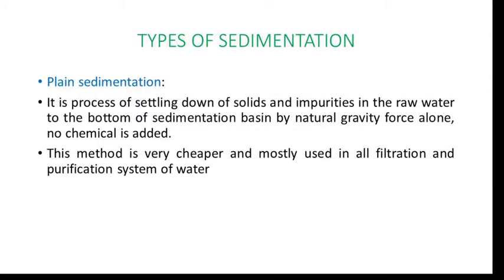Next, the types of sedimentation. Basically, there are two types. The first one is plain sedimentation, and the next one is sedimentation with coagulation. Plain sedimentation is the process of settling down the solids and impurities in the raw water to the bottom of the sedimentation basin by natural gravity force. That means no addition of chemicals is required in this process. This is the first process, type 1 settling.